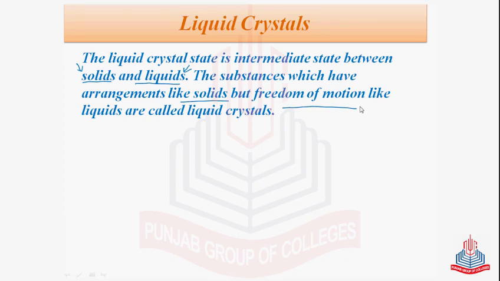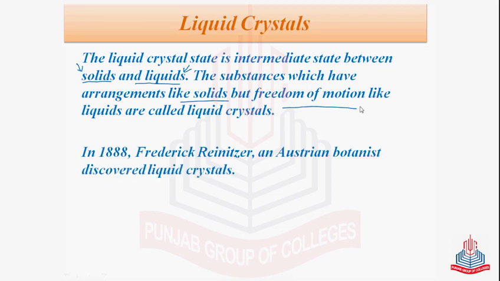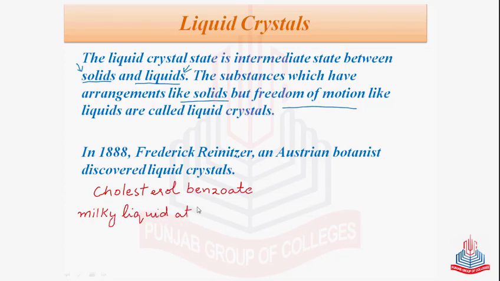Now let's find out how these liquid crystals were discovered. In the year 1888, Friedrich Rinzer, an Austrian botanist, discovered liquid crystals. How? Actually, he was studying an organic compound, cholesterol benzoate. What he observed was, this compound turned into a milky liquid at a temperature of 145 degrees Celsius and it became a clear liquid at 179 degrees Celsius.